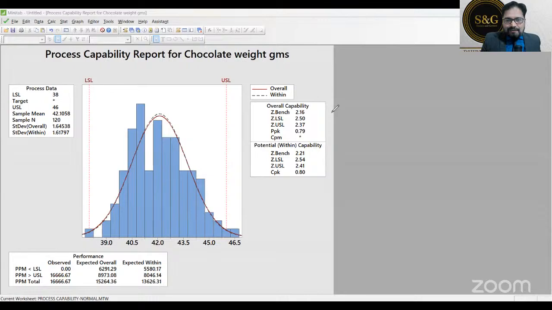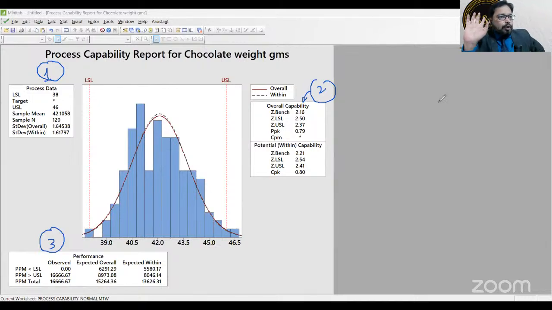Okay, so first I have just covered this table. There are three tables I'm going to cover: table number 1, table number 2, this table, and this table at the bottom, table number 3, the PPM table. We will cover these three tables today. Okay, three tables. So the first table is clear. Is it clear? Just type yes in the chat box.